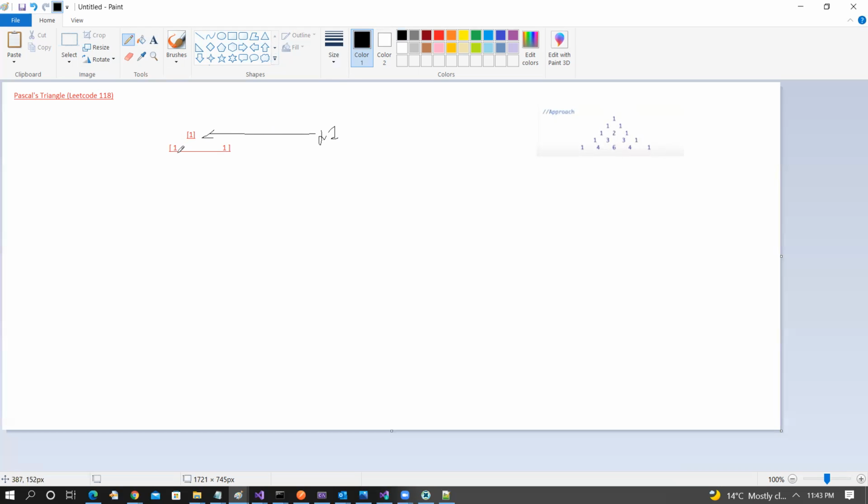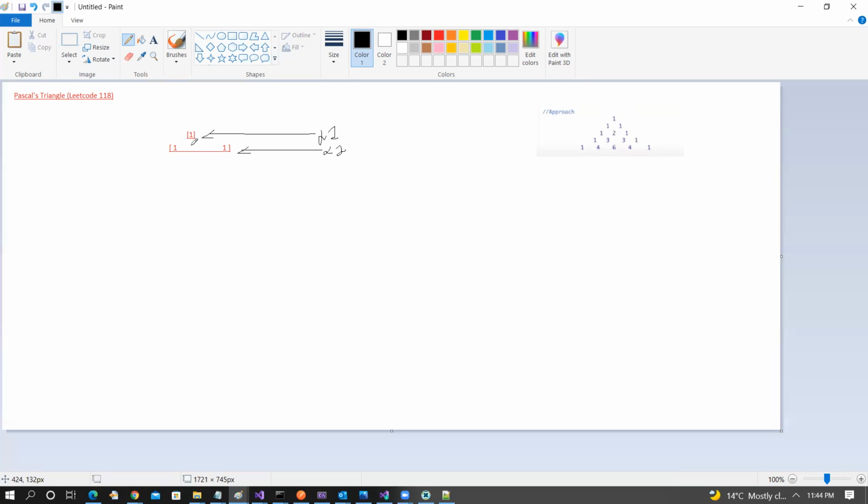Now, the next row, row number 2, list number 2. In list number 2, at the extreme left and extreme right of this list, there will be 2 elements, and these 2 elements will be 1 definitely. That we have already discussed. Now the question is whether there will be any other element in between. If there is, how are we going to calculate it?